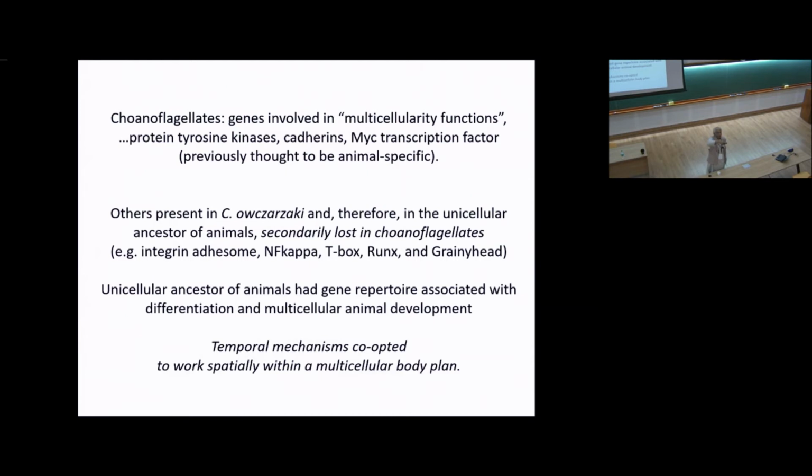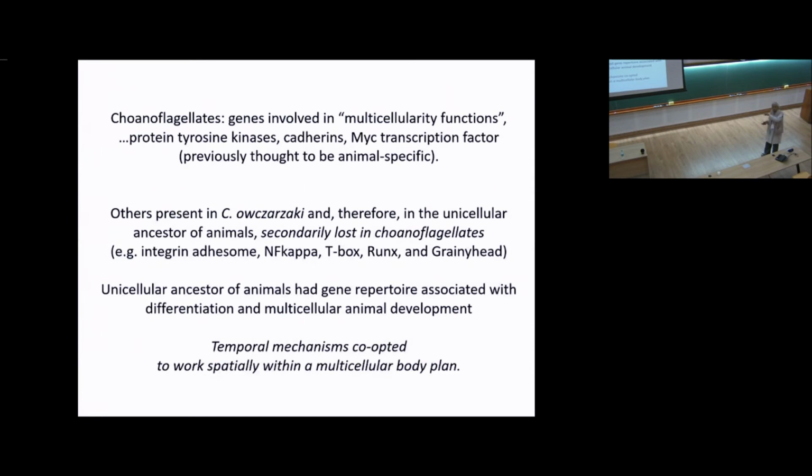The genes and the gene products probably were doing something else in the immediate ancestor, right? And then their original function was regained in their present-day descendants. So basically, the unicellular ancestor of animals had a gene repertoire associated with differentiation and multicellular animal development. So you had the genes, you had the networks, but you didn't have multicellular development because these are obligatorily unicellular creatures that we're talking about.